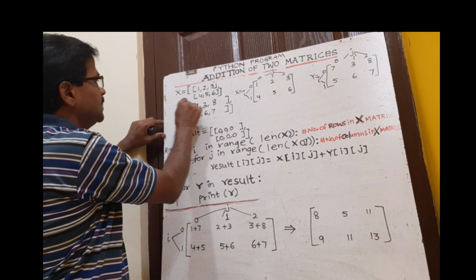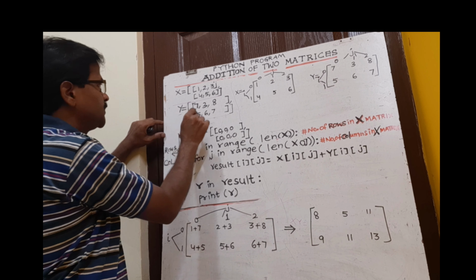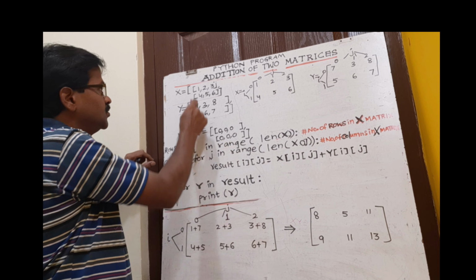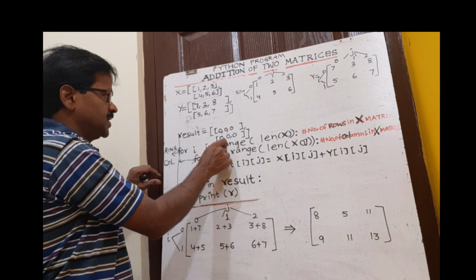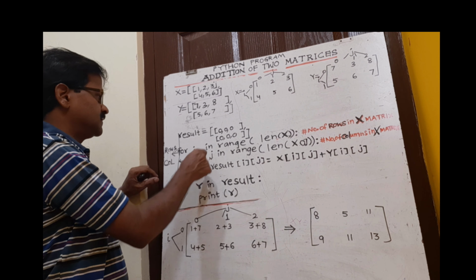Here I initialized the elements to the X, and I initialized the elements to the Y. This is a 2 by 3 matrix. Now my output will also be a 2 by 3 matrix, 2 rows and 3 columns. My result matrix I initialized at the beginning with all zeros. After that I will get the result.